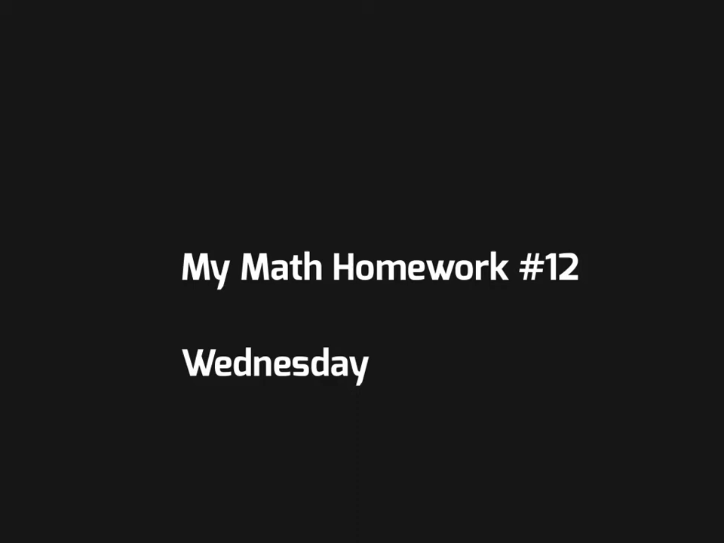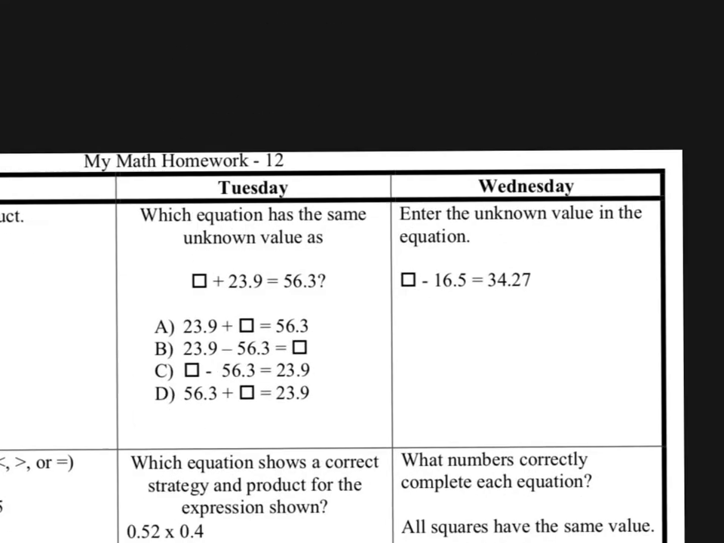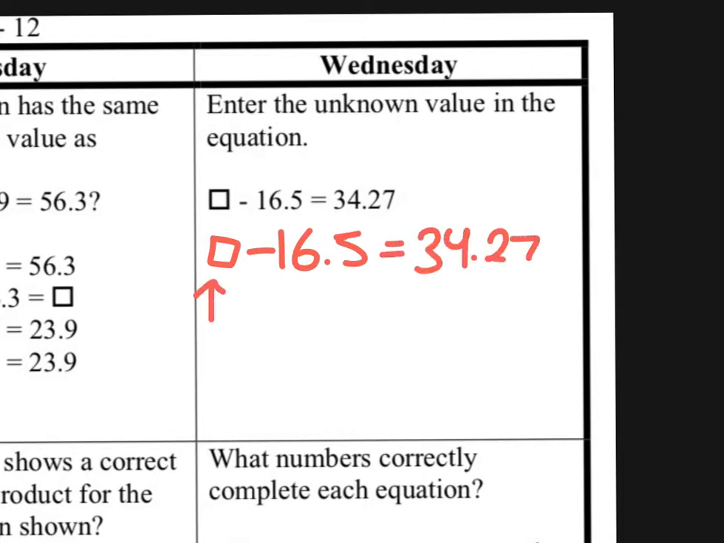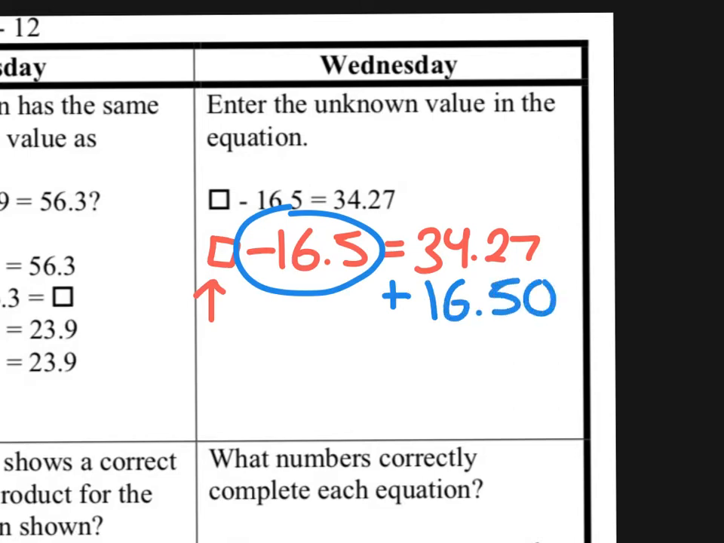This is my math homework number 12, Wednesday. For the first one, it says enter the unknown value in the equation. So we have x, or you can say square, whichever one you like, square minus 16.5 equals 34.27. Now to figure out this unknown number, we have to do the opposite. So we have to add 16.5. So we'll add that to this side to see what we get.